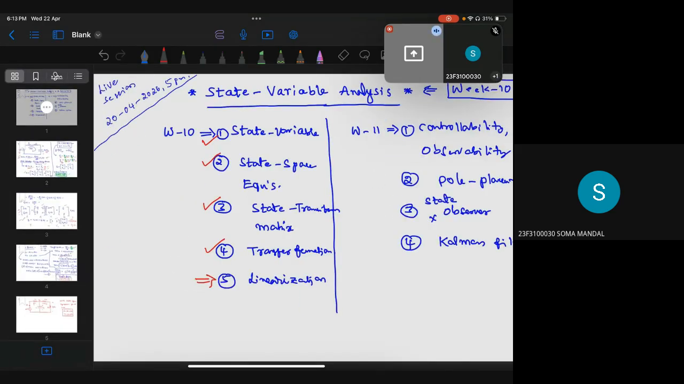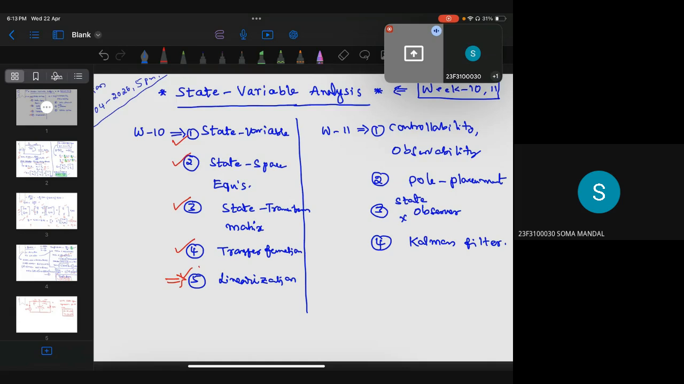So we have covered one problem each for all of these. In the next class, there are two important topics called controllability and observability. Then design problems, pole placement and observer, and another is Kalman filtering. In the next live class next week we will see these topics.